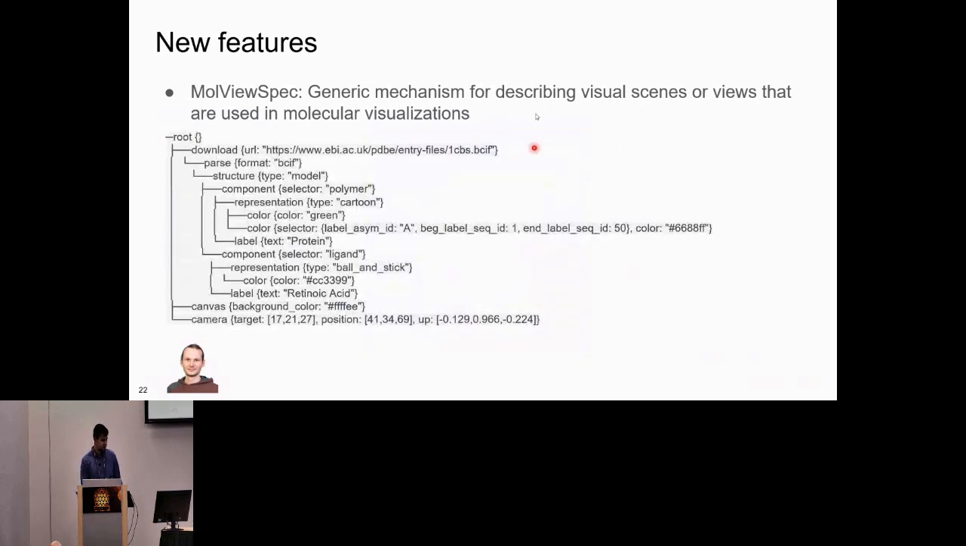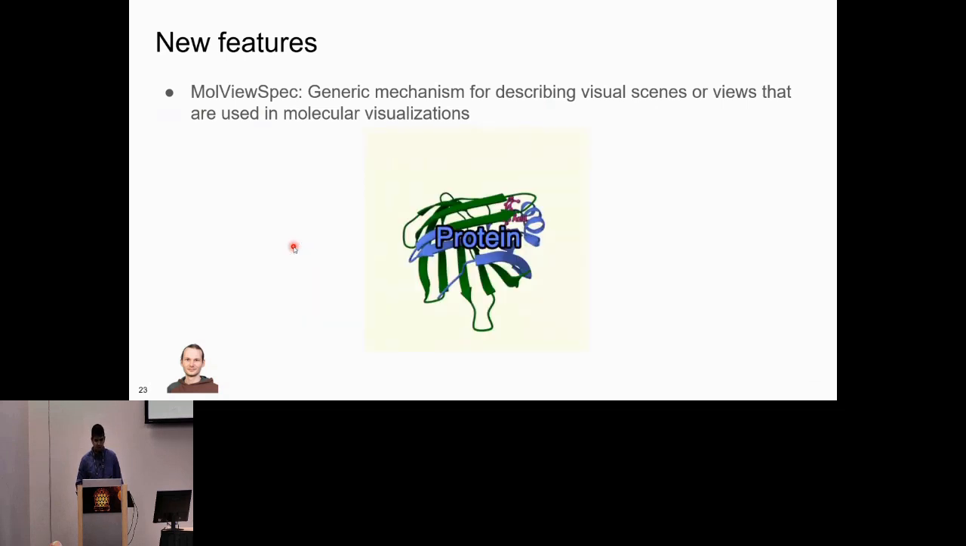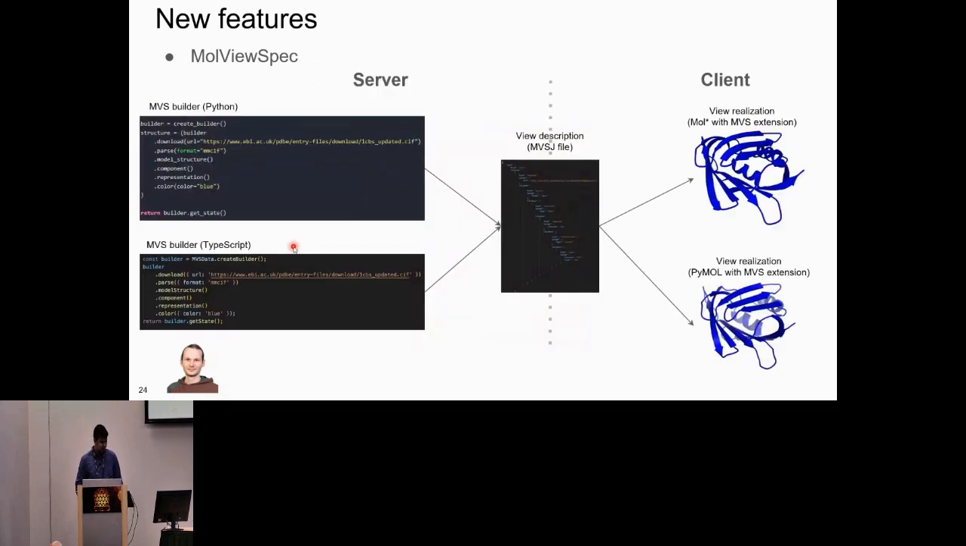So this is how the commands look like in this JSON format. So you can download the structure, add representations to it, and different colors, and also different annotation labels. So you'll be able to generate images like this one. And so Adam is working now on the Python and the TypeScript library to generate MolViewSpec files, and also to be able to load these in different viewers.